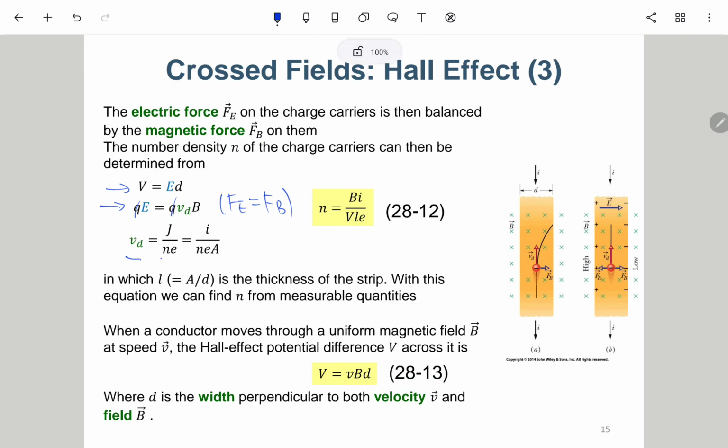Also we have VD equals J over NE, just as what we derived before in chapter 26. And then J equals I over A, so it becomes I over NE times capital A.